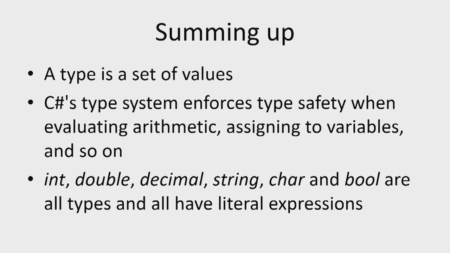Let's sum up. We're going to say that a type is a set of values. That's maybe not the best possible computer science definition, but we're going to go with it. We know that C#'s type system enforces type safety when we're evaluating arithmetic, when we're assigning values to variables, and so on. And we've seen that there are types int, double, decimal, string, char, and bool. And that all of these have literal expressions. We saw that for double, we could say 65.3. For decimal, we could say 0.85m. We've seen string literals. We saw a character literal, the letter B. And we saw the Boolean literal false.